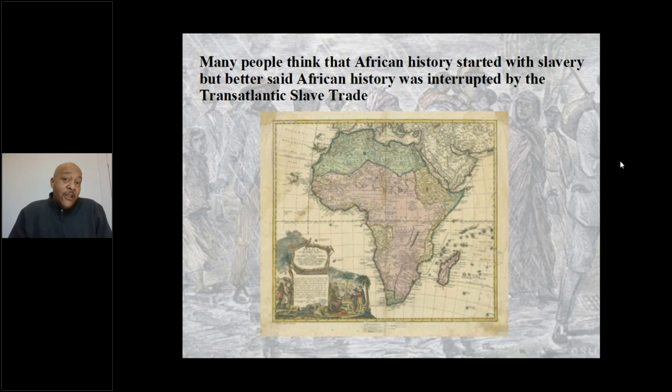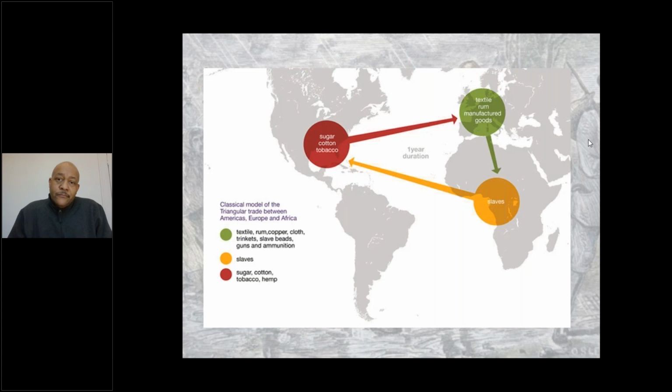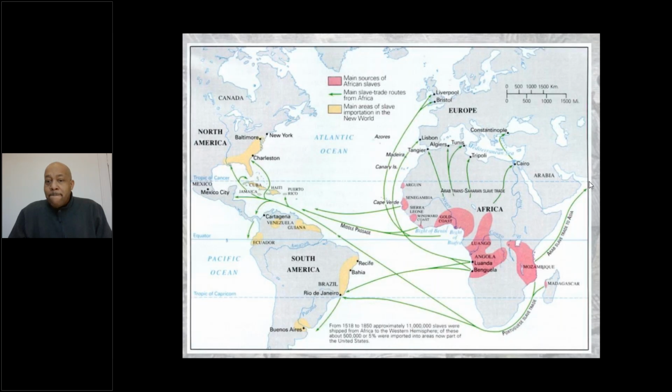Many people think that African history started with slavery, but better said, African history was interrupted by the transatlantic slave trade. Just an overall picture of where sugar, cotton, and tobacco were shipped to. The enslaved Africans were captured and taken across the Atlantic Ocean, all through Brazil, all through the Caribbean, into the U.S. Major routes here. Just another slide depicting where people were coming from.